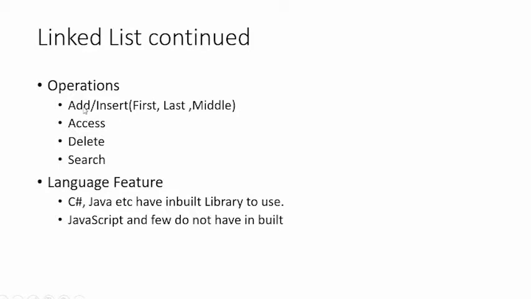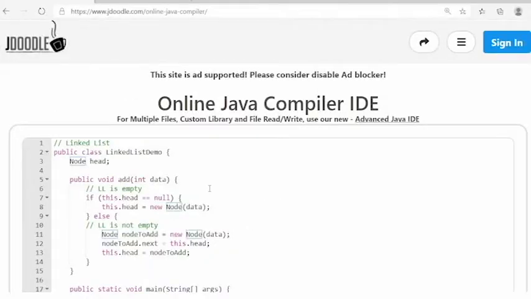Now how you will add, access, delete. In most of the languages like C# and Java, you will find inbuilt libraries. You can directly import the library and use the linked list feature. In this demo we'll create our own linked list, and then we'll perform some operations, and then we'll later see how we can use the inbuilt features of C# or Java. So let's go to the lab. So this is the JDoodle.